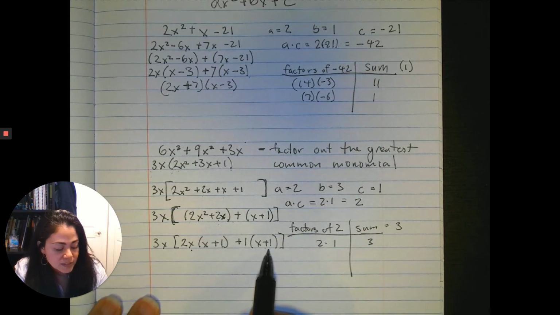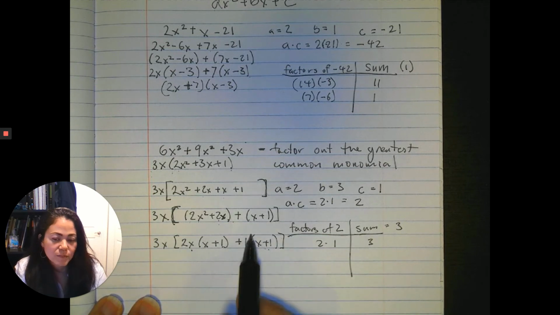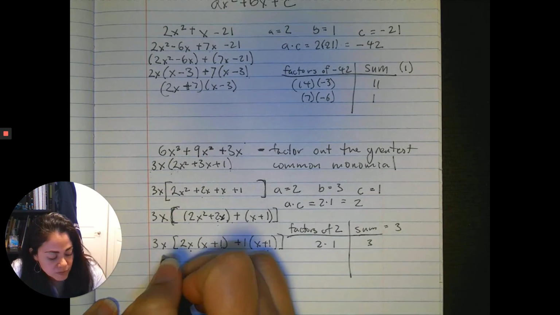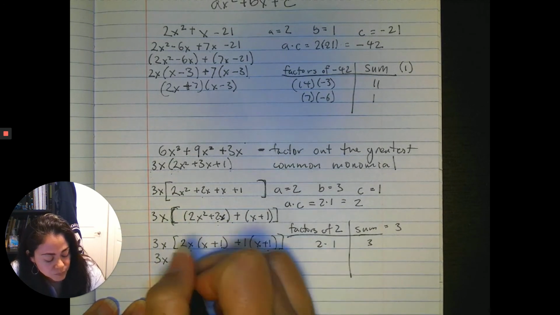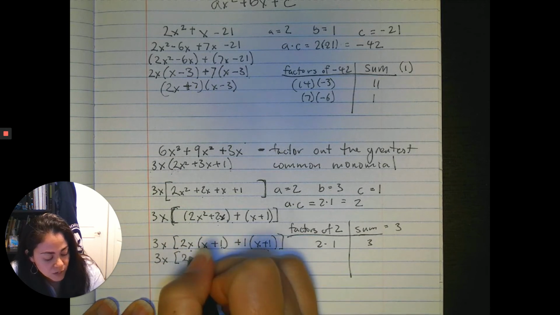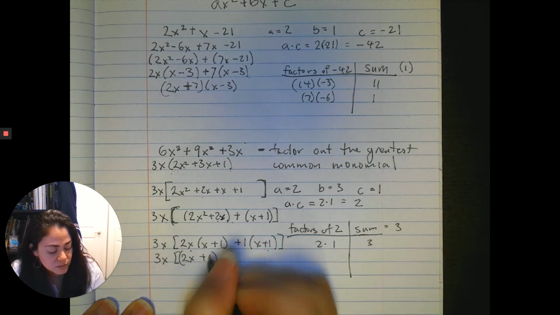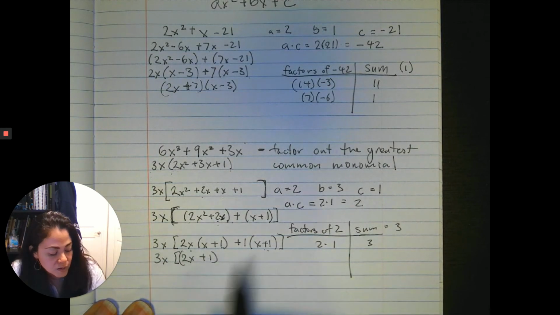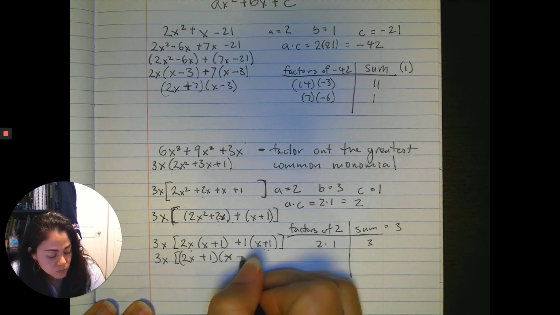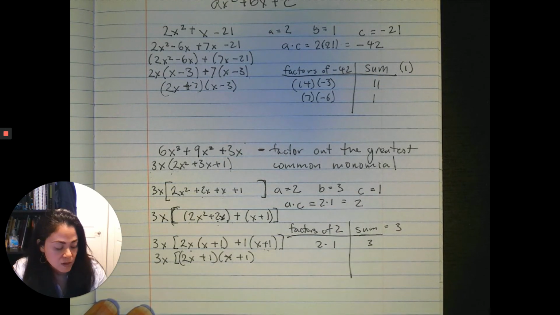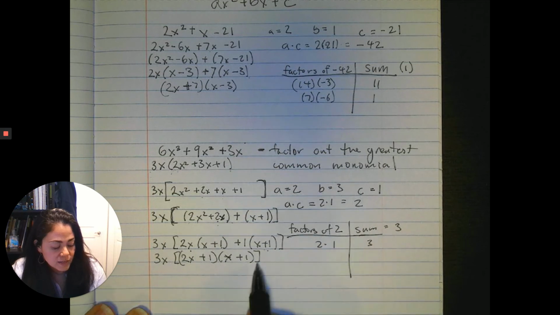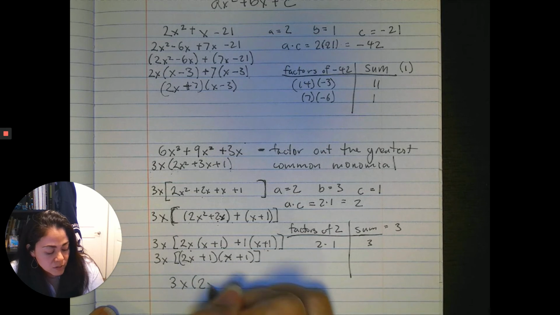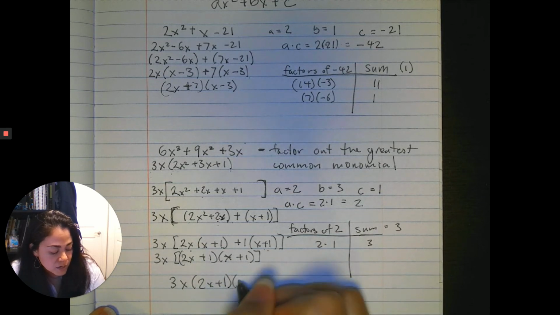Now I can see I have my first term and my second term of my first binomial, and then x plus 1 is going to be my second binomial. So I'm going to rewrite this as 3x times 2x plus 1. That's the first term of the first binomial and the second term of the first binomial. And then I'll write x plus 1 as my second binomial. And I don't really need these brackets anymore. I can just rewrite my final answer as 3x times 2x plus 1 times x plus 1.